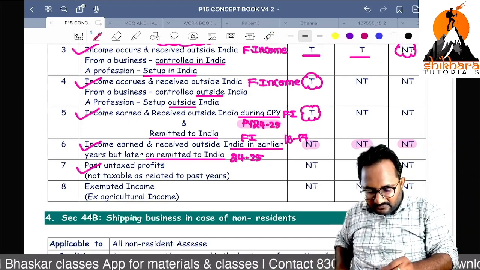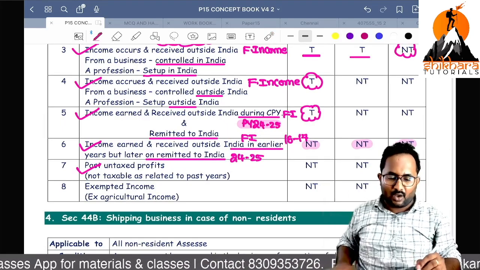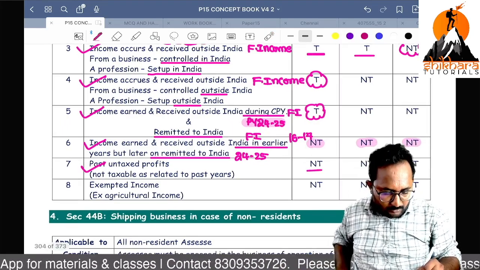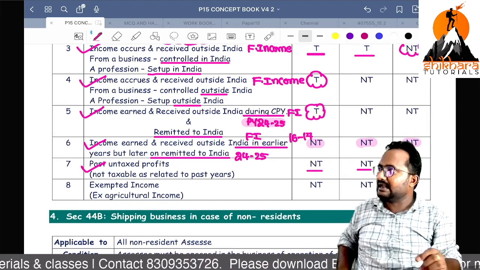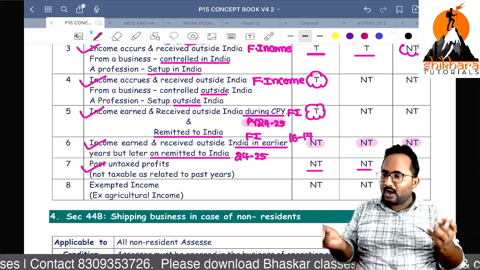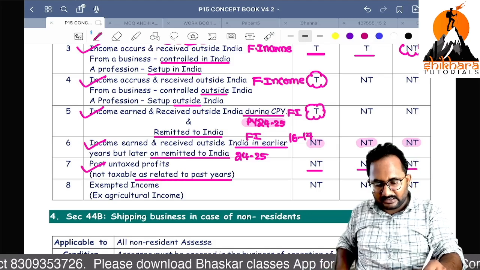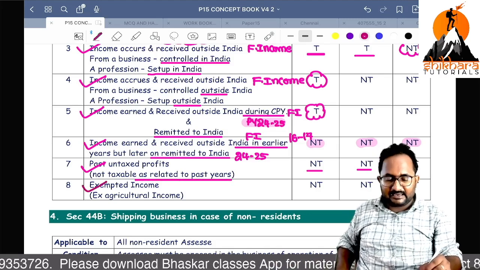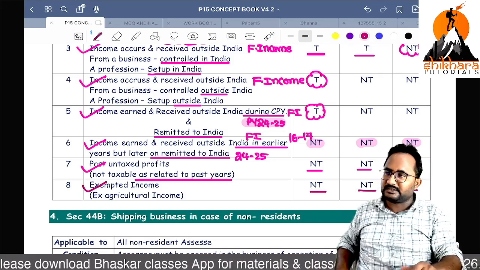Last one, last 2 points. Past untaxed profits. Earlier year, that amount is not taxed. Now also, if that amount is coming to India, no need to give the tax. Because of last year's loss, that is exempted or not taxable. So that is not at all taxable in the present year also. Next, exempted incomes are always what? Not taxable.